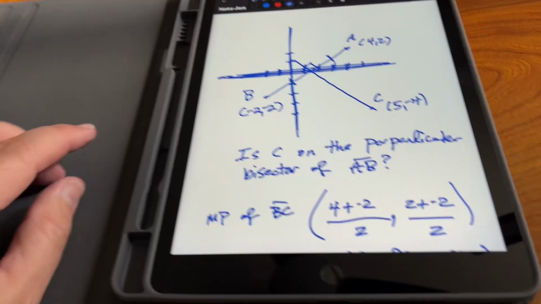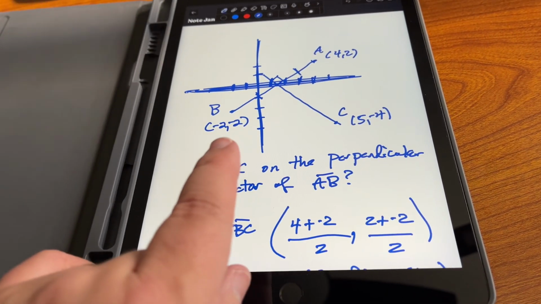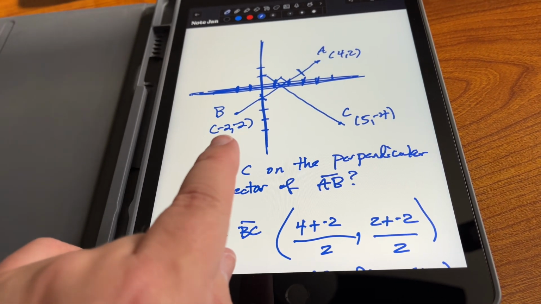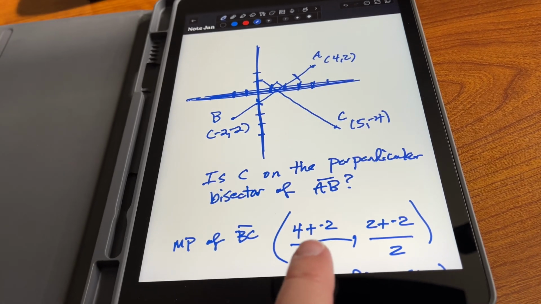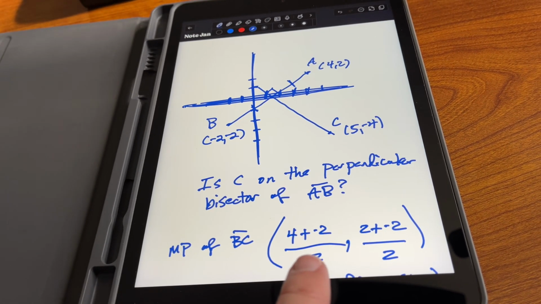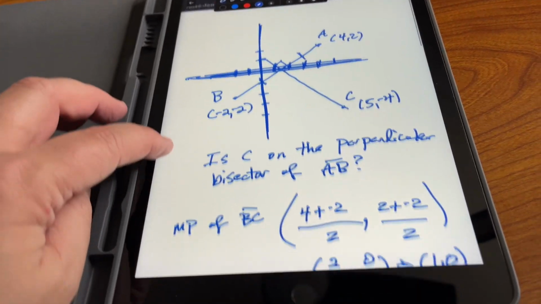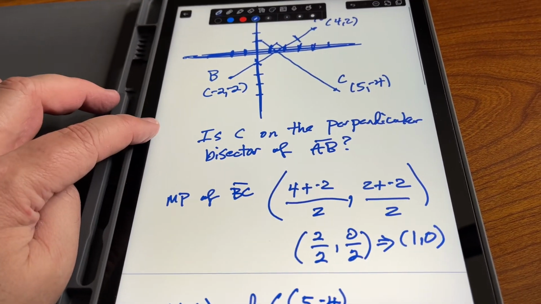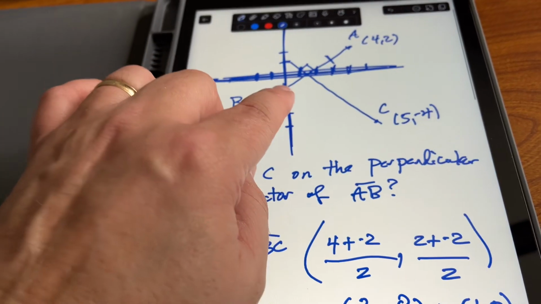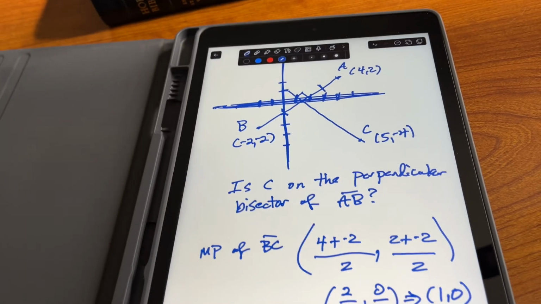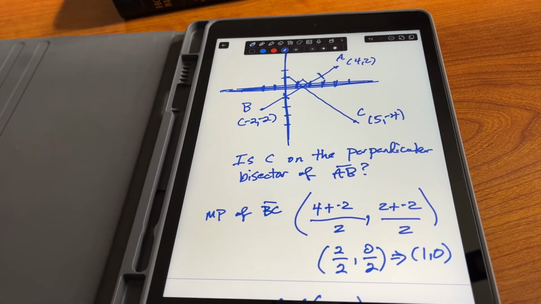You find the midpoint of AB by adding the two x's together, so -2 and 4 added together and divided by 2. And then add the two y's, -2 and 2 added together divided by 2. If you do that, you end up with 1, 0. So it's close. You can see it's real close to 1, 0 just from my drawing. So you find the midpoint.